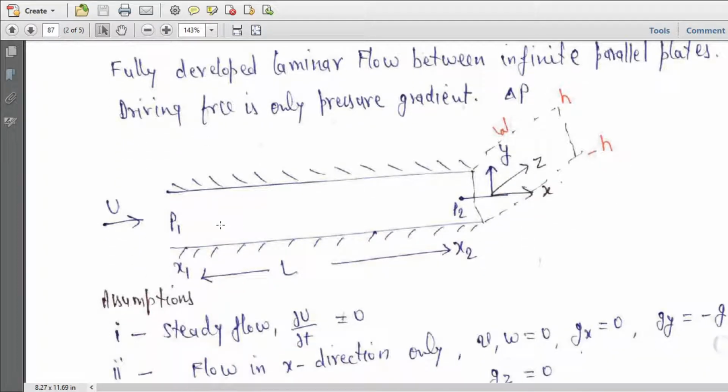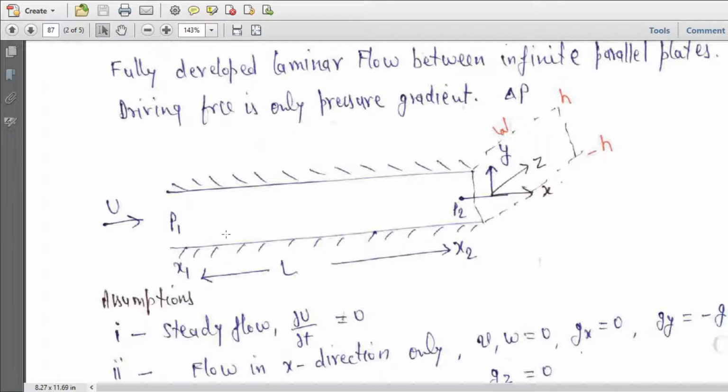So here you have plate 1, which is of length L and is stationary. Then you have the upper plate, which is also stationary. Both plates have the same width W and the same length. Both the plates are 2h distance apart. In this case the flow is completely parallel to the plates.